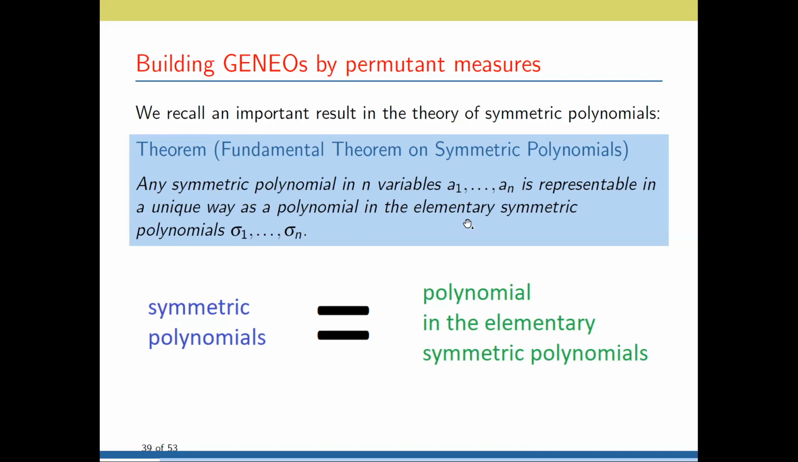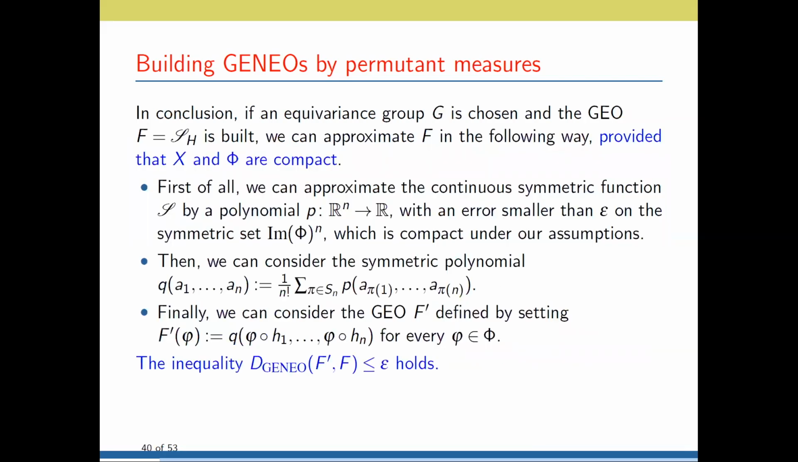By virtue of this classical result, we can proceed this way. In conclusion, if an equivariance group G is chosen and the GEO F is built, F equal to S composed with H, we can approximate F in the following way, provided that X and phi are compact. First of all, we can approximate the continuous symmetric function S by a polynomial P with an error smaller than epsilon on the symmetric set, which is compact under our assumptions.